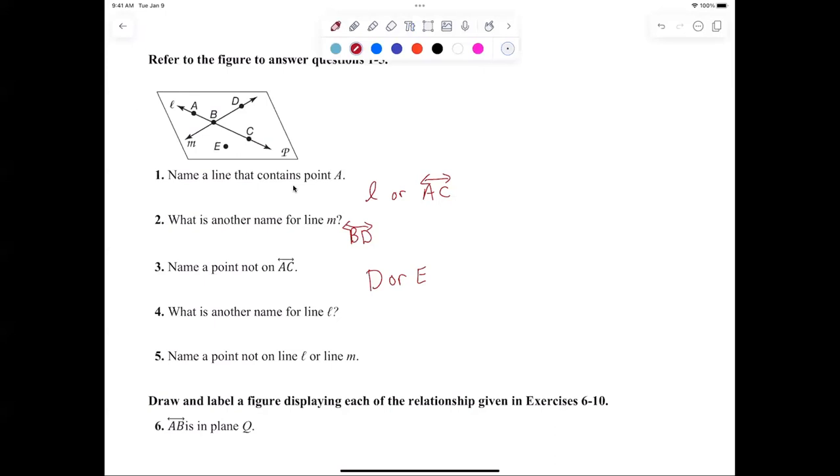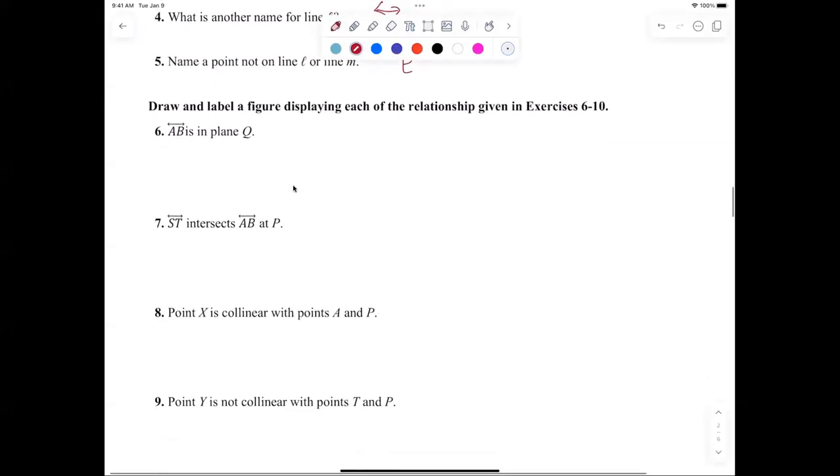What is another name for line L? Line CA. All right, call it CA. Generally write in alphabetical order, but since we heard AC. Name a point not on line L or line M. All right, so we're getting there today. All right, here we go.